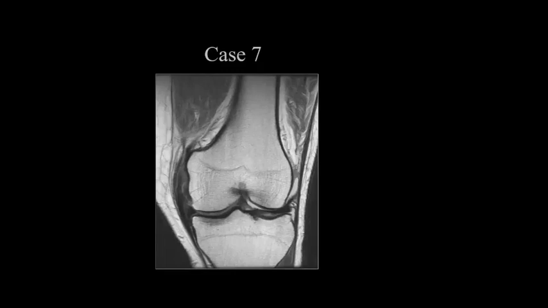Coronal section MRI, T1. There is abnormal signal intensity. This is the medial aspect of the knee joint, attached to the medial femoral condyle. And possibly the abnormal signal is in the medial collateral ligament. I want to see whether there is abnormal signal intensity in it.